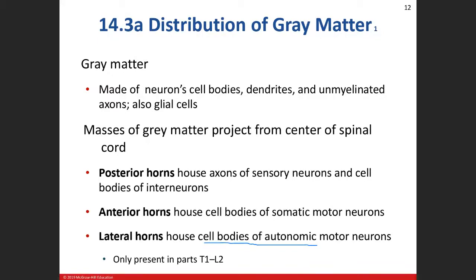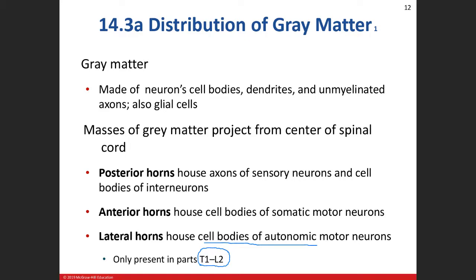Okay? So the neurons that leave that region of the spinal cord are going to innervate cardiac muscle, smooth muscle, and glandular tissue. Important that you know this. These lateral horns are only present in the spinal cord from T1 to L2. Great test question. You need to know that. We'll revisit that concept later, when we talk about the sympathetic nervous system and the parasympathetic nervous system.